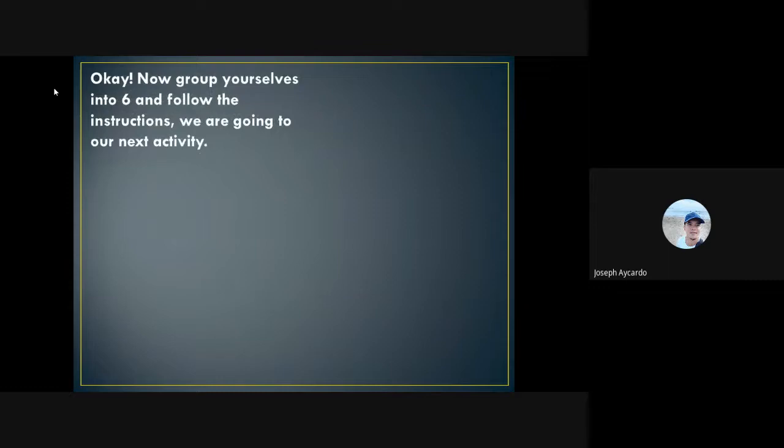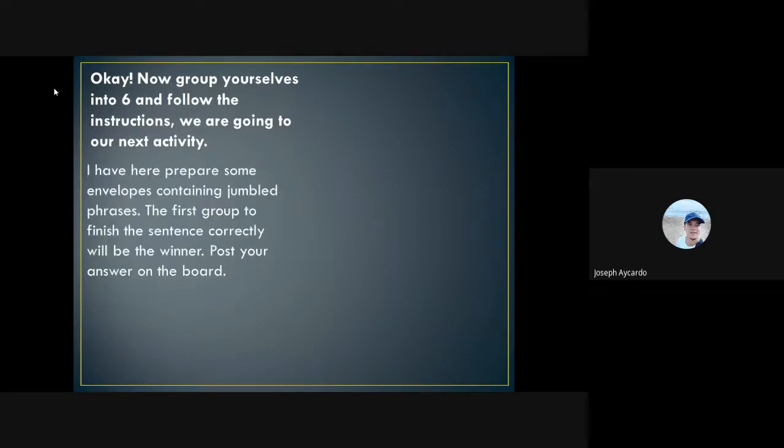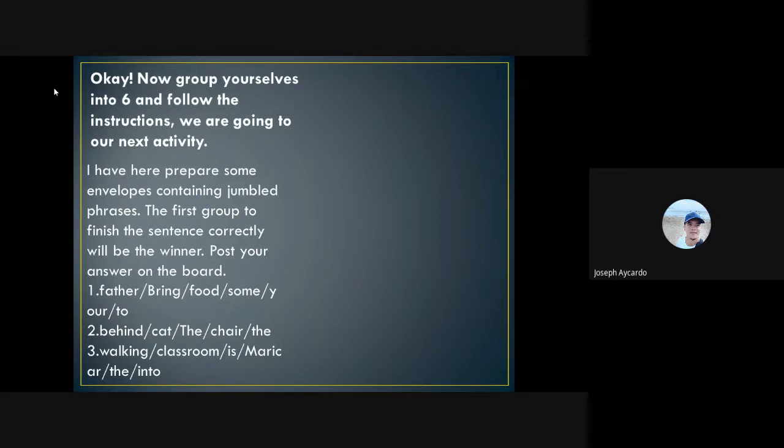Okay, now, let's group yourselves into six and follow the instructions. We are going to our next activity. I have here some prepared envelopes containing jumbled phrases. The first group to finish the sentence correctly will be the winner. Post your answer on the board. Okay, here's the first question. Jumbled question: other thing foods are here too. The second question: behind cut the chair the. And here is the last jumbled question: walking classroom is Maricar the into. So you may start now and I'll give you 10 minutes to analyze and answer the jumbled questions.